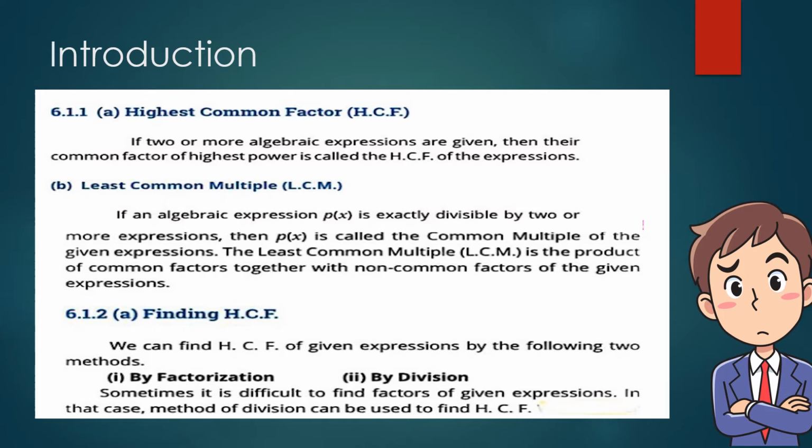So what is HCF? If two or more algebraic expressions are given, then their common factor of highest power is called HCF of the expressions. And LCM is, if an algebraic expression is exactly divisible by two or more expressions, then P of X is called the common multiple of the given expressions. So the difference between HCF and LCM is that in HCF we will only take the common factors, and in LCM we will take the common factors along with the non-common factors. So how can we find HCF? We will find HCF by factorization and by division method.